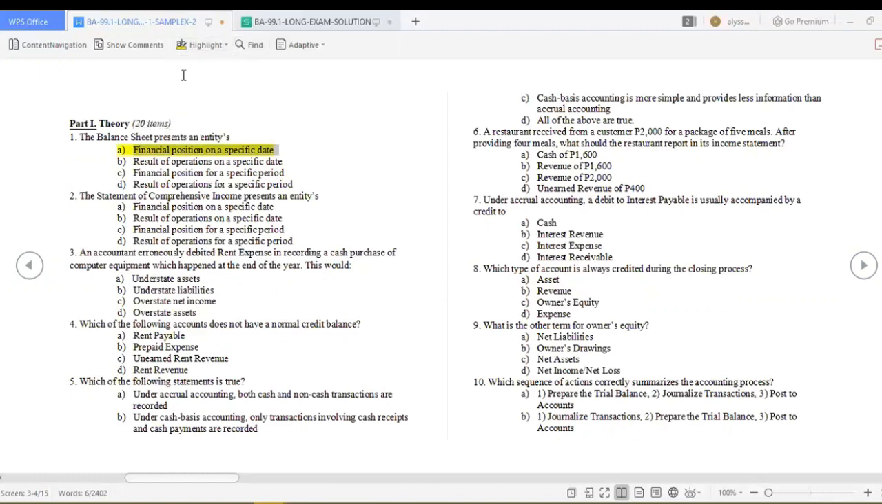Okay, let's highlight this. Number 2, the statement of comprehensive income presents an entity. If the balance sheet is a financial position, the statement of comprehensive income is a result of operations. So it's a profit or loss statement, and this time it's for a specific period. So the correct answer is letter D.